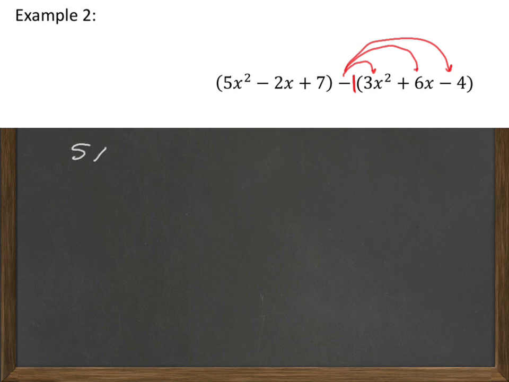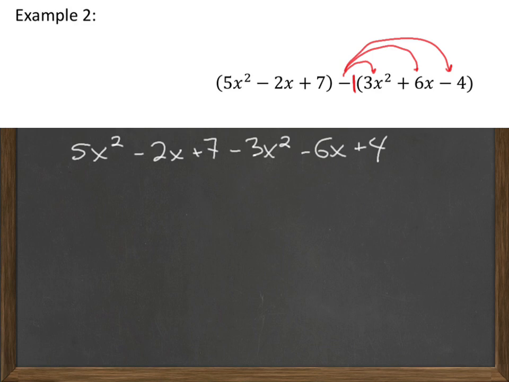So the first set of parentheses, none of those terms are going to change. So we have 5x squared minus 2x plus 7. Nothing is changing there, okay? Then we have minus 3x squared minus 6x, and then we have a plus 4 because minus a negative is the same as plus a positive, okay?